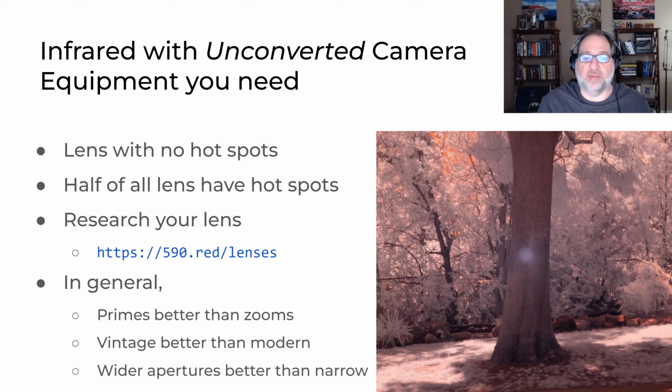In general, primes tend to be better than zooms. They have fewer hotspots. Vintage lenses tend to be better than modern lenses, and this is because of the coatings that are used. There's coatings on modern lenses used to correct for chromatic aberrations, and these actually can cause hotspots. And then wider apertures will tend to cause either fewer or no hotspots compared to the narrow apertures, the high f-stop numbers, which can produce more hotspots. So lenses is a tricky thing that you need to be aware of if you're going to be shooting in infrared.